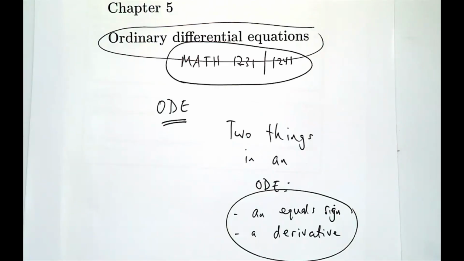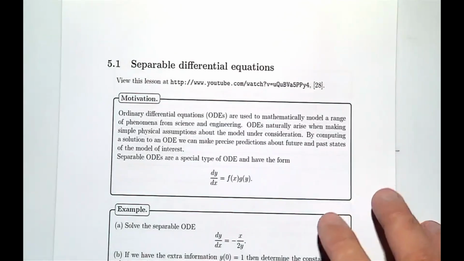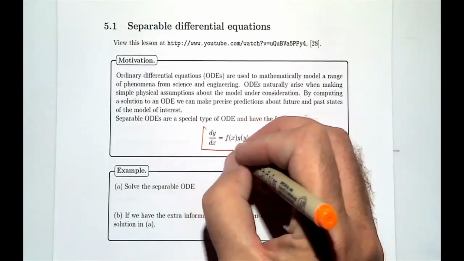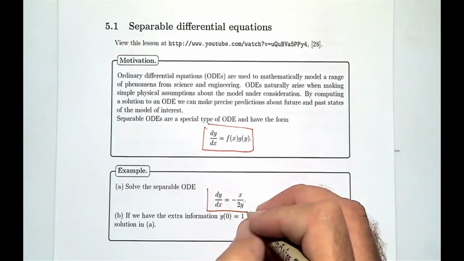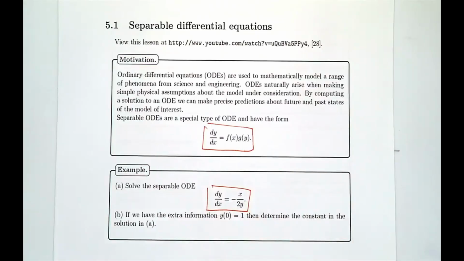So let's look at an example. Here is an example of a differential equation. Okay, so look at the bottom one first because that's a bit more specific. You've got a derivative, you've got an equal sign and something else.